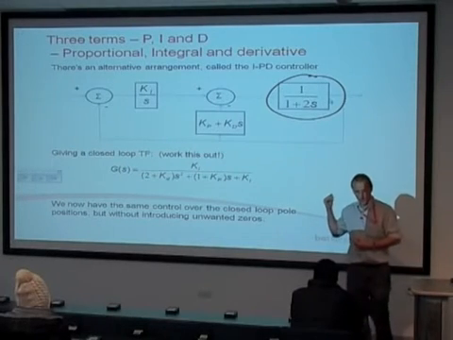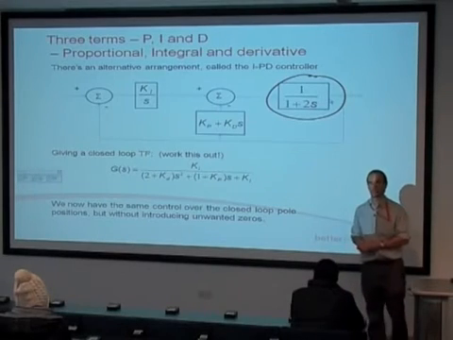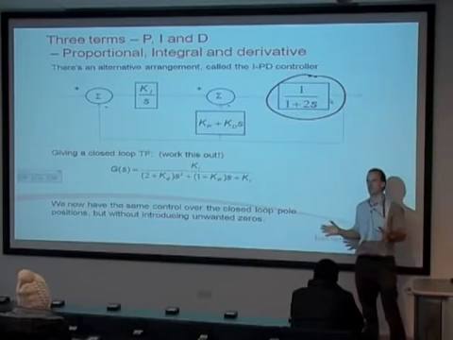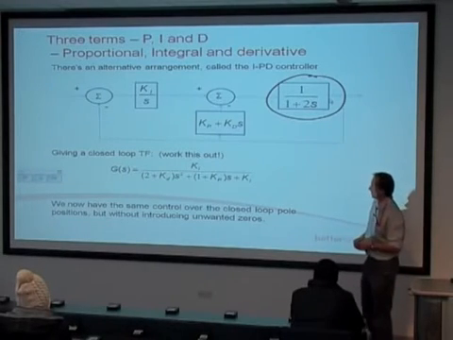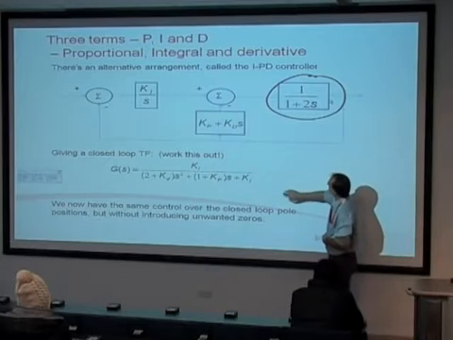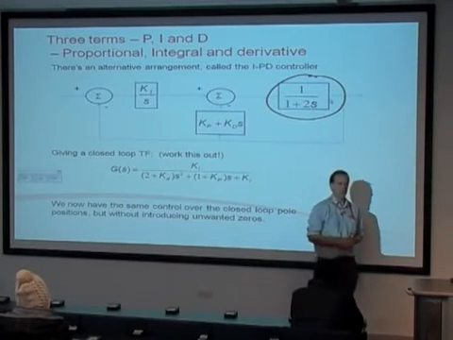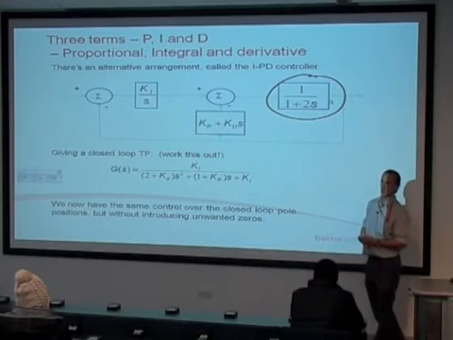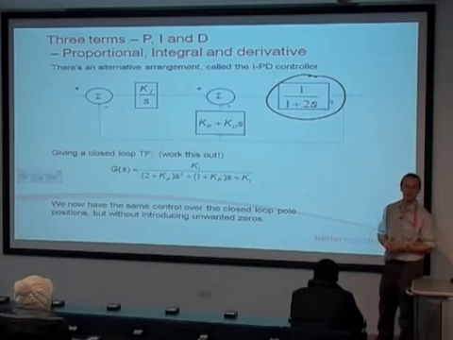So, for the sake of argument, let's say that the plant I'm trying to control is third order. There's an S cubed denominator. What do you think is going to happen when I work out the closed loop transfer function? What's the denominator going to look like? Is it going to be a quadratic?